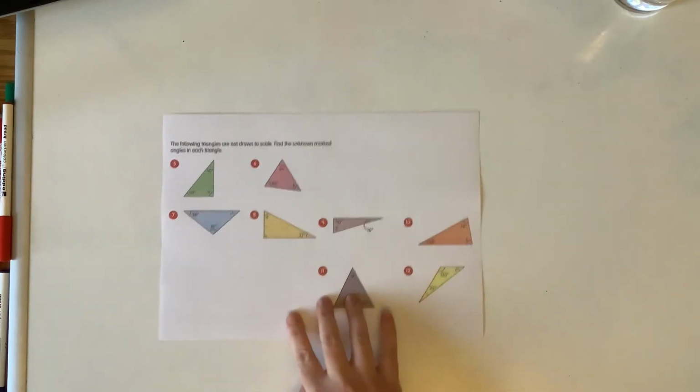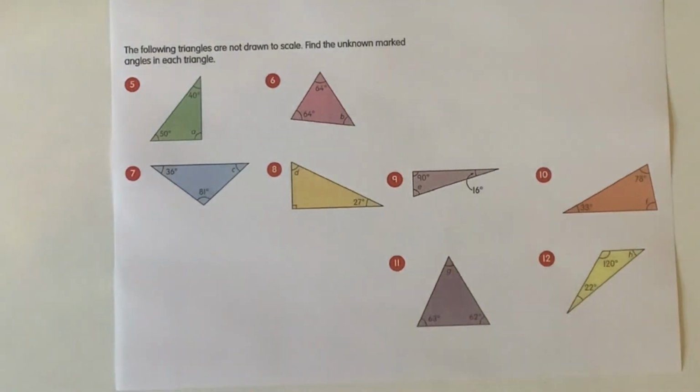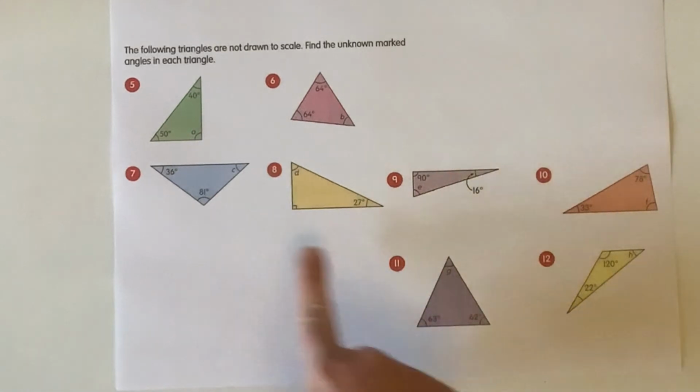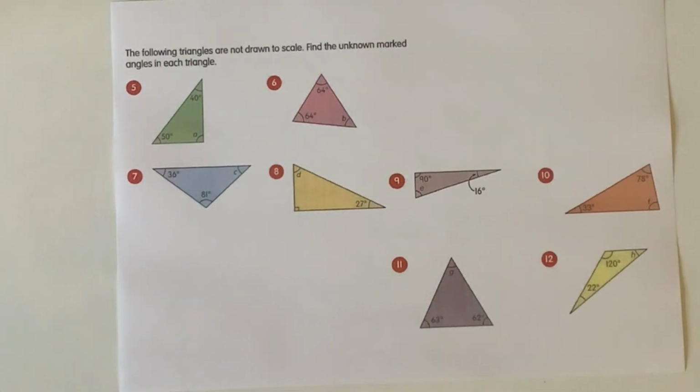What I would like you to do now is, if you have a look at the learning presentation, there will be a copy of this slide here. And what you need to do is find the unknown marked angles for each of these triangles. Okay, so using the strategy that I've just shown you, work out the unmarked angles. The answers are then on the next page of the presentation.